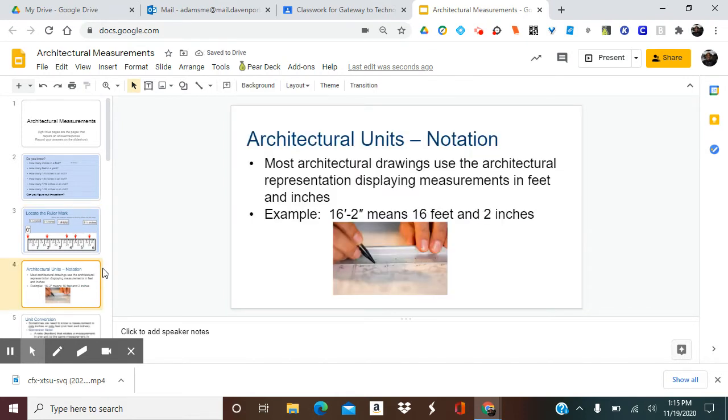And then the next section, architectural units or architectural notations. It's written both ways, so you know the difference. Most architectural drawings use architectural representation displaying measurements, so feet and inches. So for example, sometimes you have a bridge that'll tell you what the clearance is, and it'll be feet and inches. So 16 feet, 2 inches, that's how it's written. It means 16 feet and 2 inches. So you always use the hyphen in between, all right?